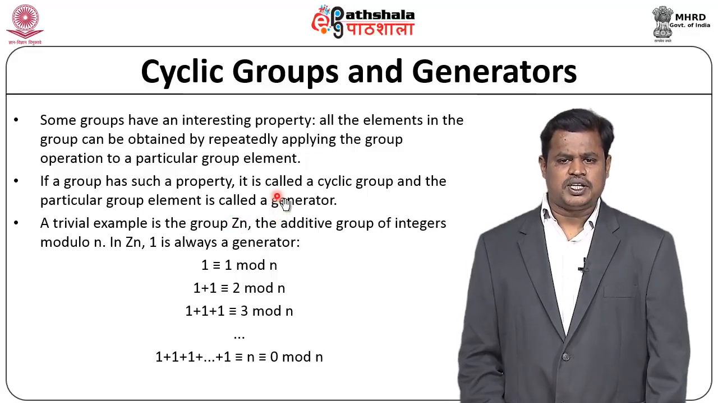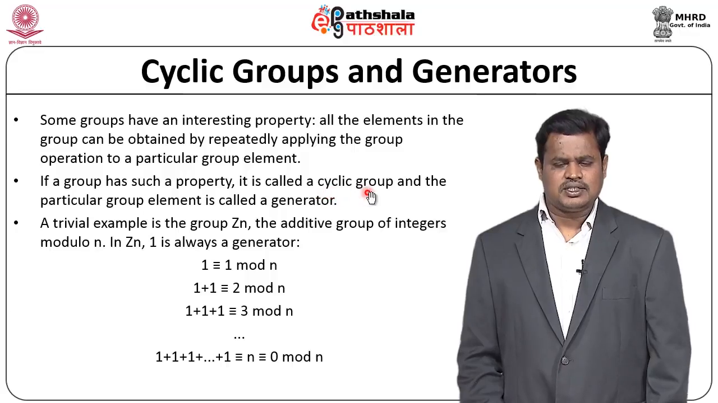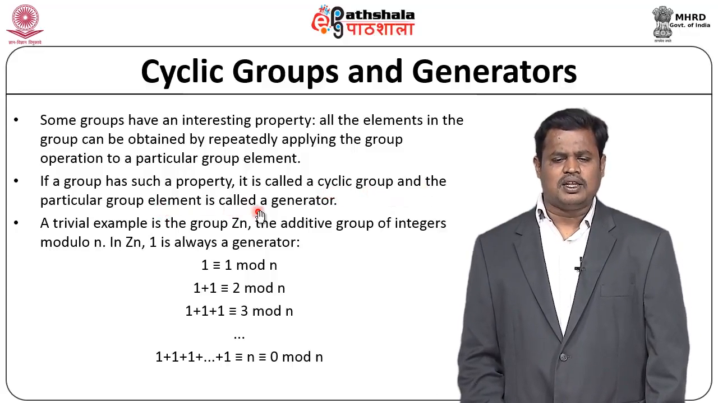So, now we can understand what a cyclic group is and what a generator is. A cyclic group has a special property: if I choose one element and repeatedly apply the group operation, I can generate all the elements in the group. Then I can say it is a cyclic group, and the element which I used for generating all the elements is called a generator.